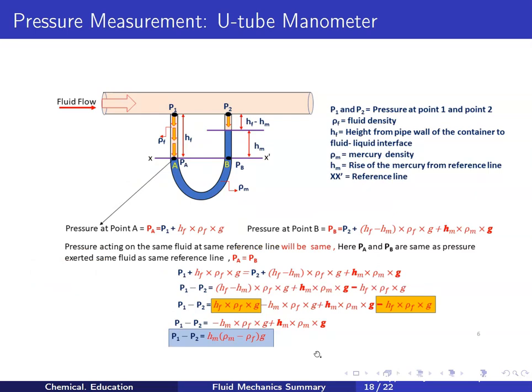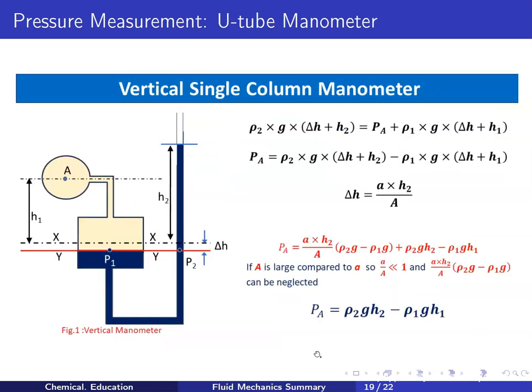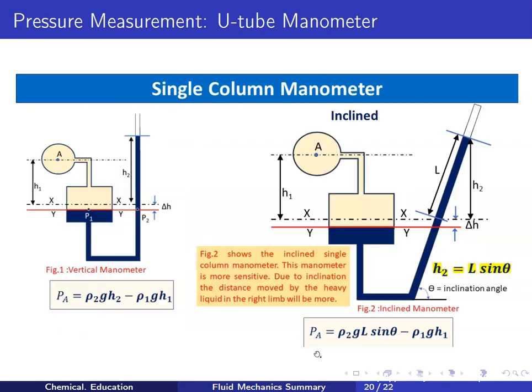Then suppose the liquid is flowing through a pipe. Now if we want to measure the pressure, we can connect the U-tube manometer. For that, if we want to calculate the pressure difference, P1 minus P2, that will be hm into rho m minus rho F into g. Now vertical single column manometer: if you want to calculate pressure PA, that is rho 2 g into h2 minus rho 1 g into h1. A separate video is already there, so please go through it.